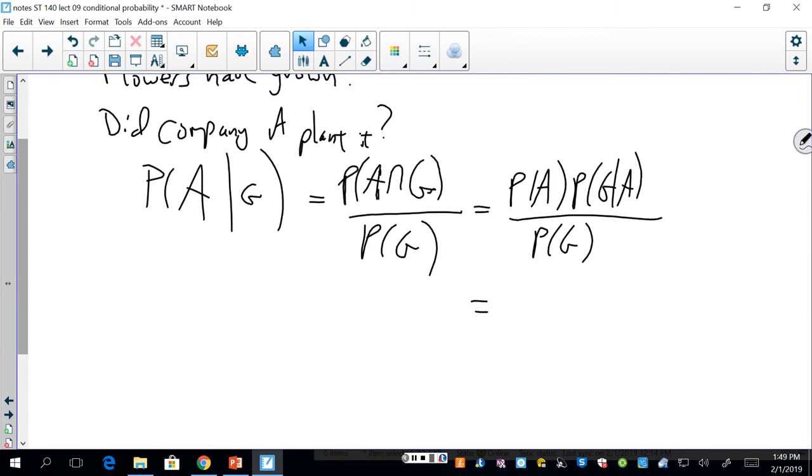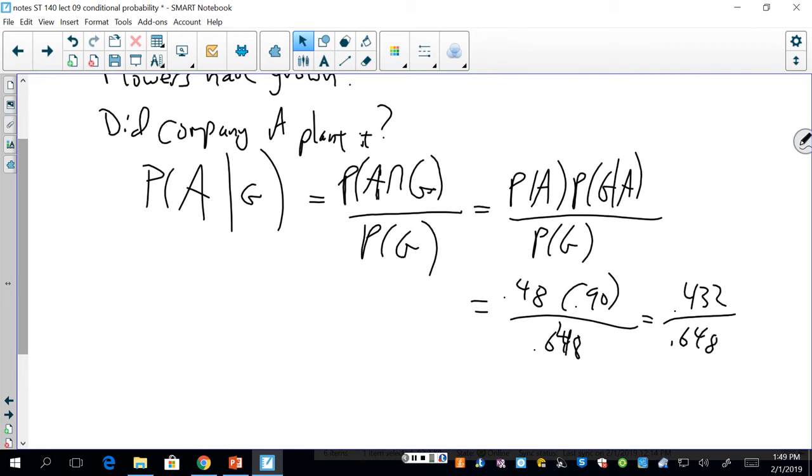So A was, what was A in all? 48% of the contracts go here. It had a 90% success rate. The chance of growing overall was 0.648. So this is 0.432 over 0.648, and that's 0.667. So given that it's growing, about 2/3 of the time, A is responsible.